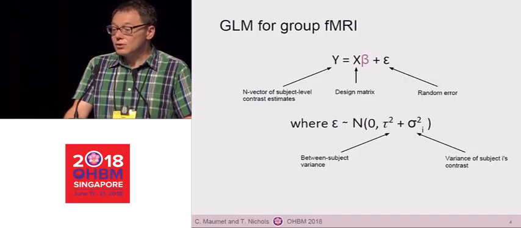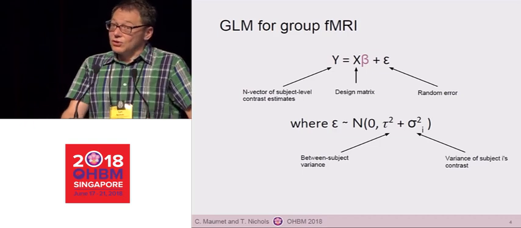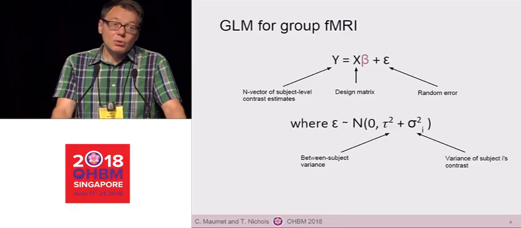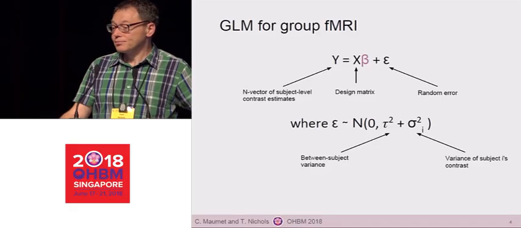So how do we do this? What is the actual machinery behind this? Well, it's just the good old-fashioned general linear model, but it is a variance components model. There are two different components of variance that we have to pay attention to.